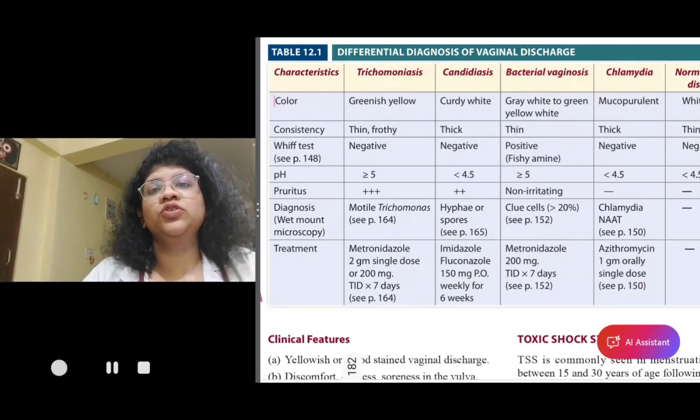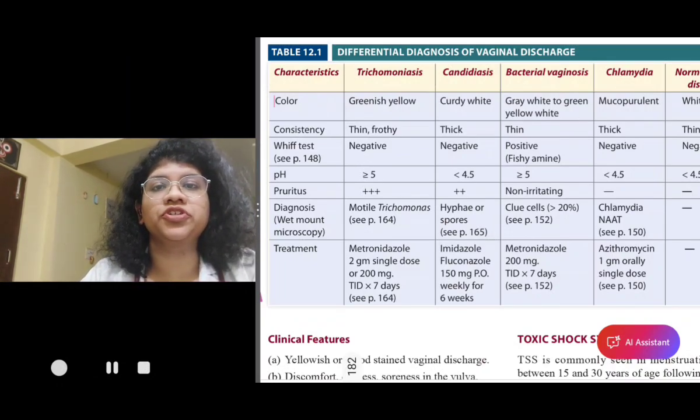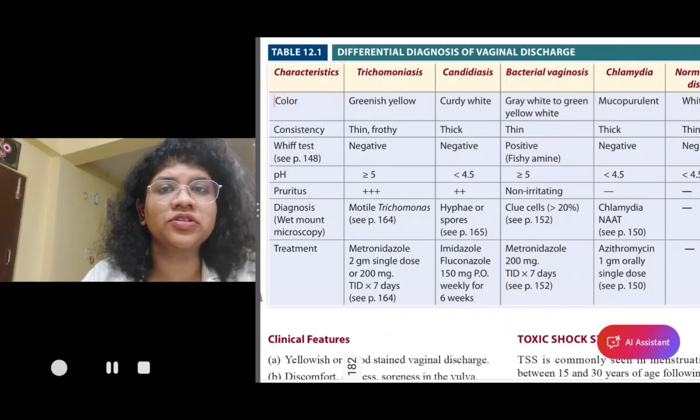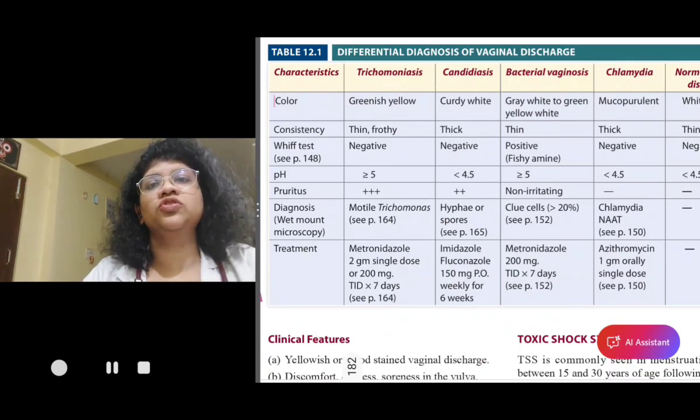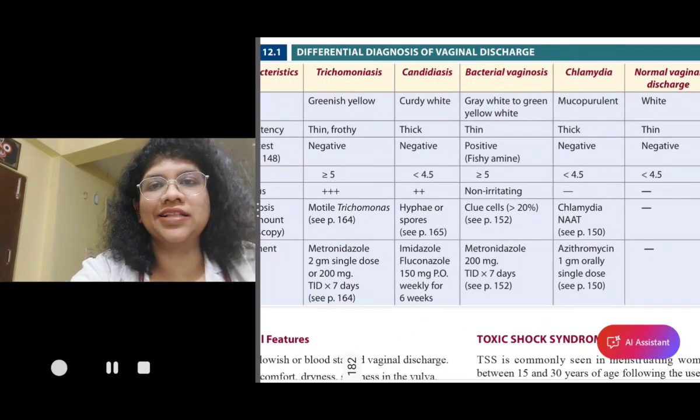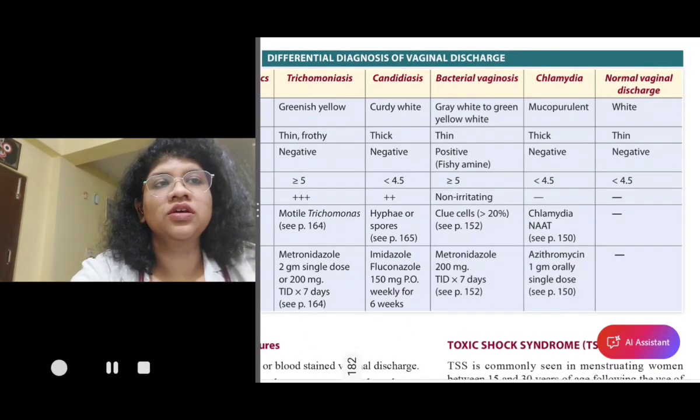Also very importantly, you need to ask her about any symptoms of UTI like burning micturition or increased frequency of urination or any pain during micturition. Also you should ask about any associated complaints of lower abdominal pain, because we want to know whether it is associated with PID and UTI. So these are the important questions that you have to ask when a patient comes to you with discharge per vagina. So the important differential diagnoses are trichomoniasis, candidiasis, bacterial vaginosis, chlamydia.